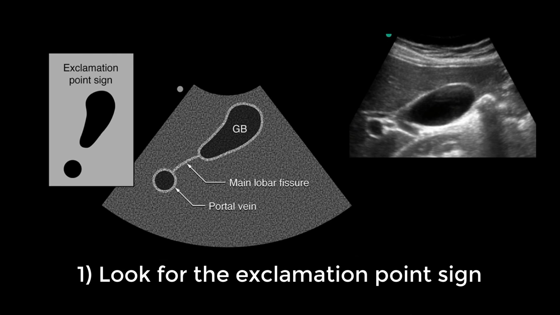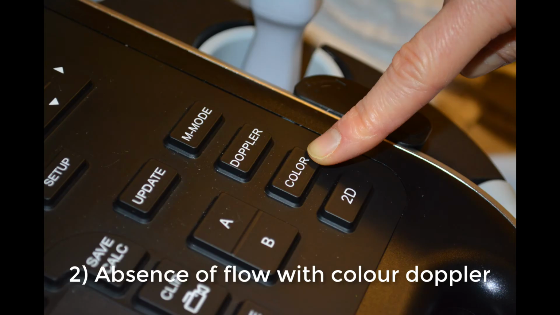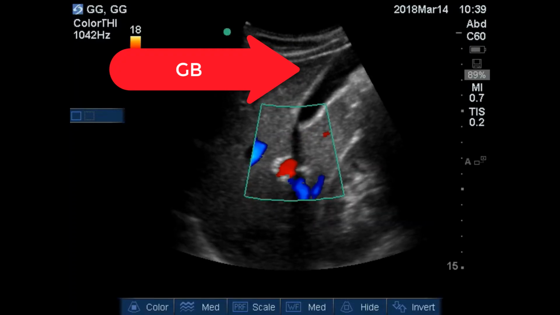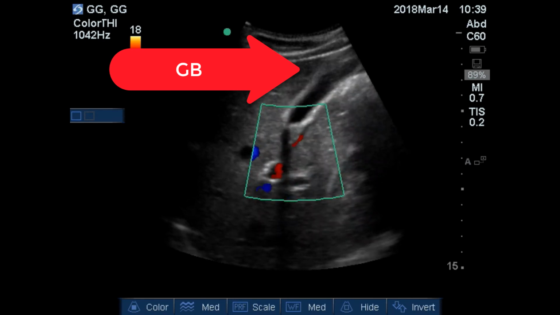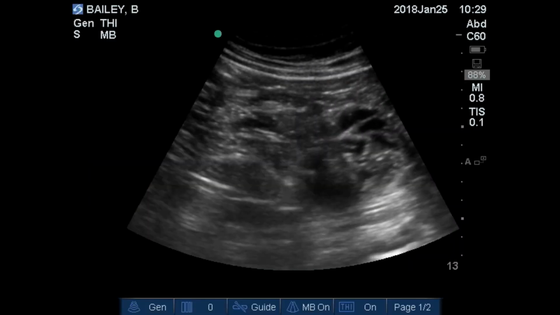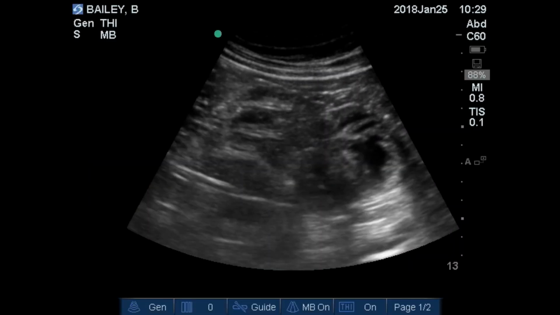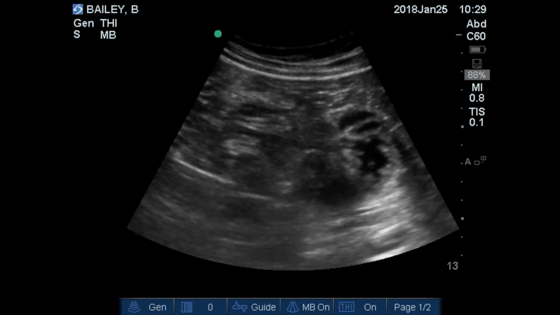Number 1, look for the exclamation point sign. The gallbladder in long axis will point towards the portal triad. Number 2, use color Doppler and look for an absence of flow to help differentiate the gallbladder from a vessel such as the IVC or portal vein. Number 3, ensure there is no peristalsis. Loops of bowel may look like cystic structures, but they will usually exhibit peristalsis when observed over time.